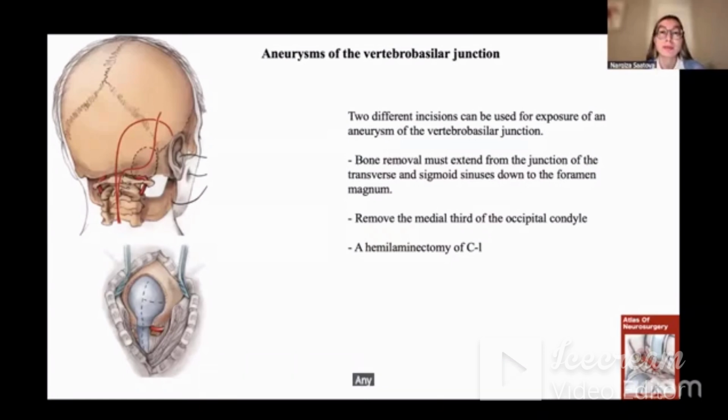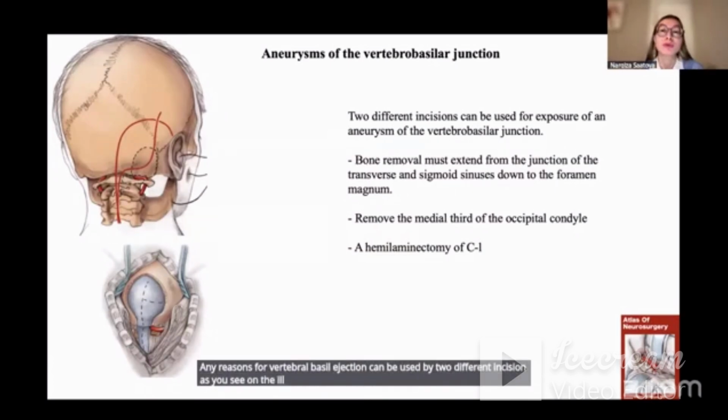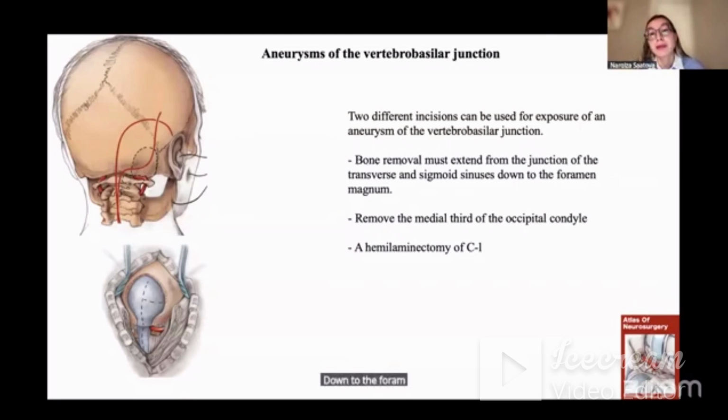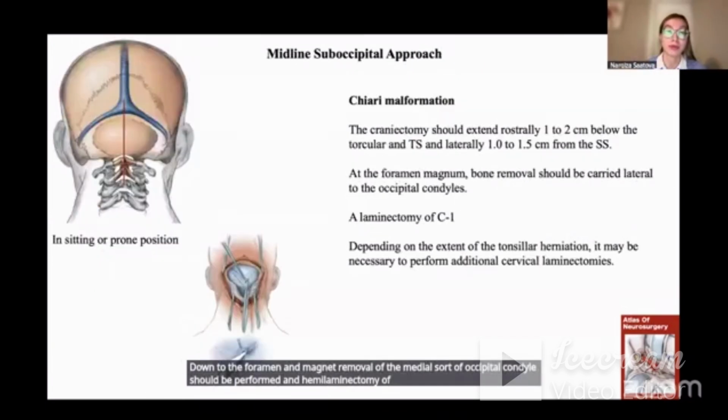Aneurysms of the vertebrobasilar junction can be approached by two different incisions. As you see on the illustration, bone removal must be extended from the junction of the transverse to sigmoid sinus down to the foramen magnum. Removal of the medial third of the occipital condyle should be performed, and hemilaminectomy of C1 should also be performed. The midline suboccipital approach is applicable for Chiari malformations.